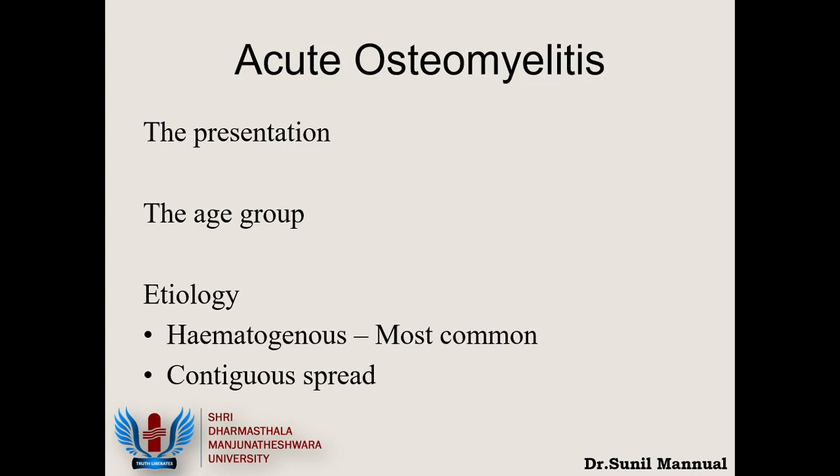So the question is, how did the infection come into the bone? Now, the infection basically came into the bone through the bloodstream. So that is what we need to understand. Hematogenous infection is so very common that acute osteomyelitis is also referred to as acute hematogenous osteomyelitis. So it also means that more than 95% of cases of acute osteomyelitis are because of spread through the bloodstream.